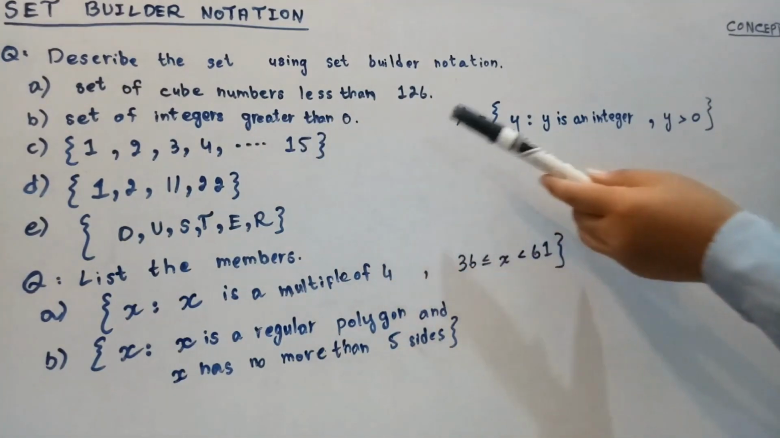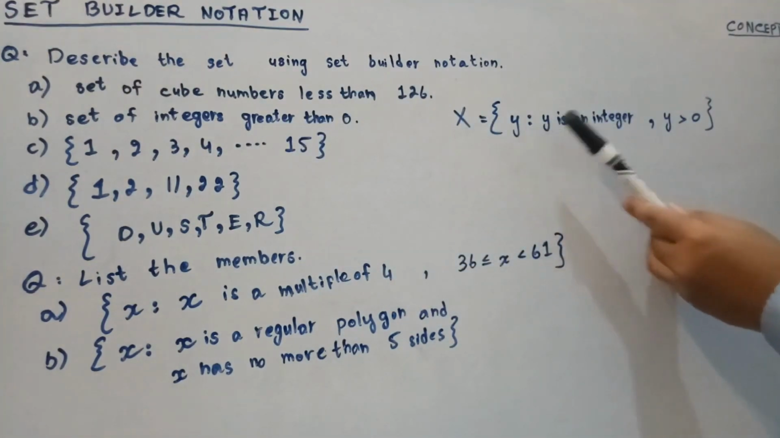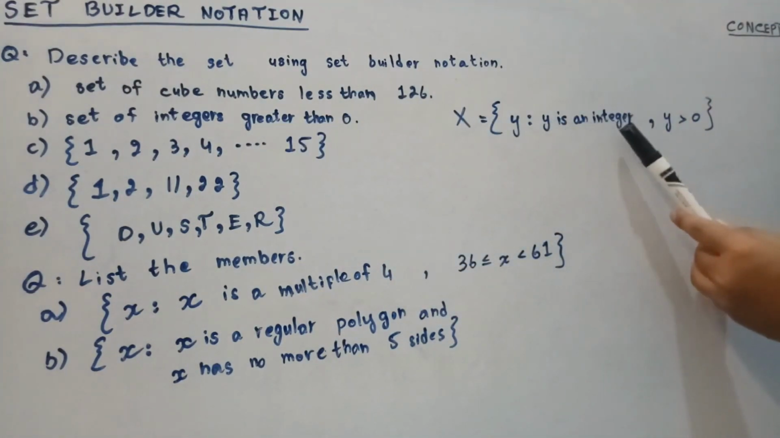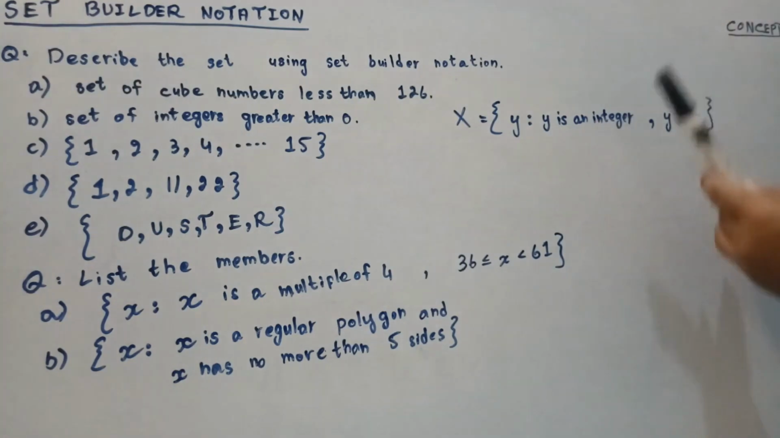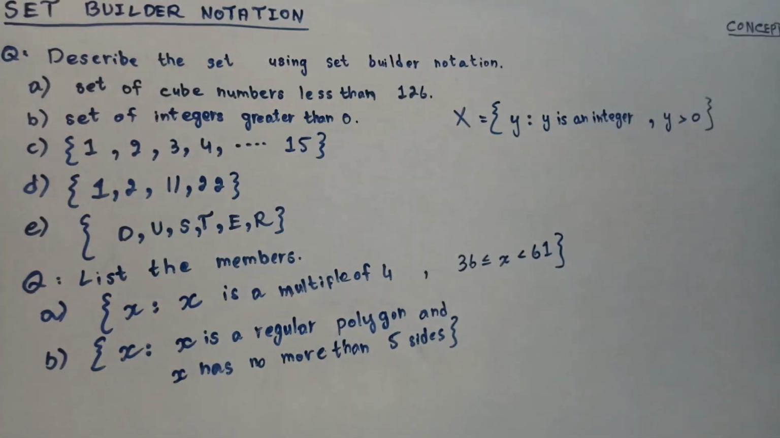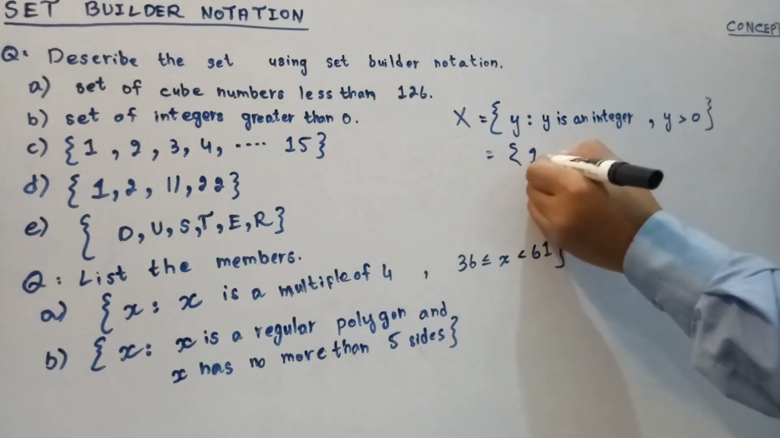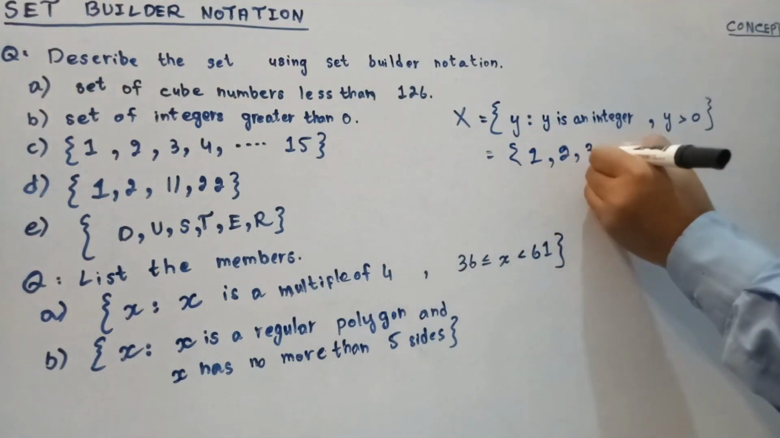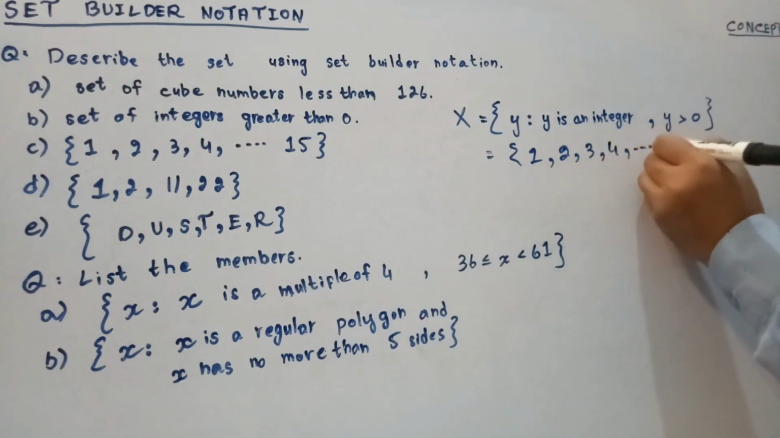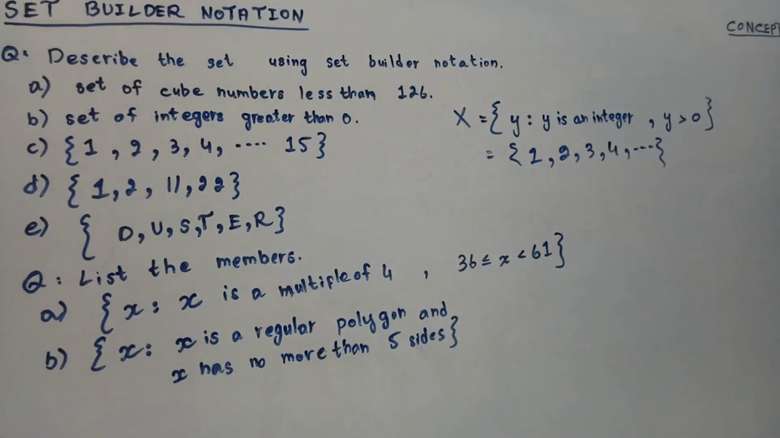So we have a set X, and in this we have elements y such that y are integers. We can say elements are integers, and here the elements should be greater than 0. And if I want to write in tabular form, it will be 1, 2, 3, 4, and so on. Here the elements are greater than 0, and they are integers also. Got it?